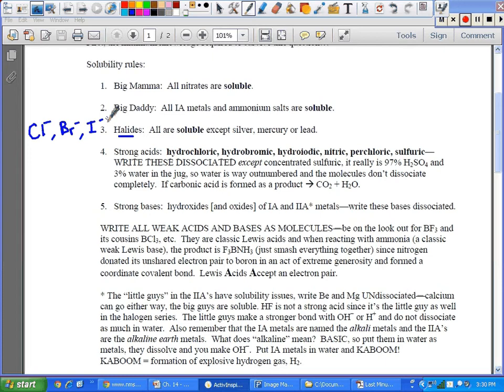Strong acids: hydrochloric, hydrobromic, hydroiodic, nitric, perchloric, and sulfuric. Write these dissociated. What does it mean by dissociated? H plus, Cl minus. Never put them together. Why do you never put them together? Because strong acids dissociate 100%, except concentrated sulfuric, which is 97%.